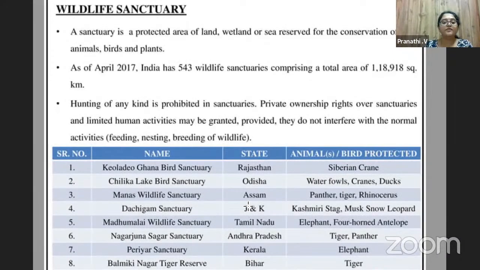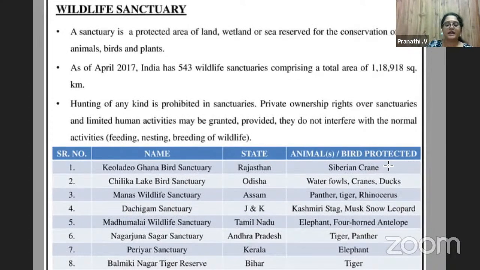Right. So you have different kinds of names and states that have been given, and the animals or the birds that are protected, and you have only limited human activity that can occur over there. And that too only if the human activity is not interfering with the wildlife activities, that is the feeding, nesting, or breeding of the wildlife, so that human beings cannot go there to kill or cause any kind of danger or damage to the wildlife that is present there. Yes, it can be privately owned as well.